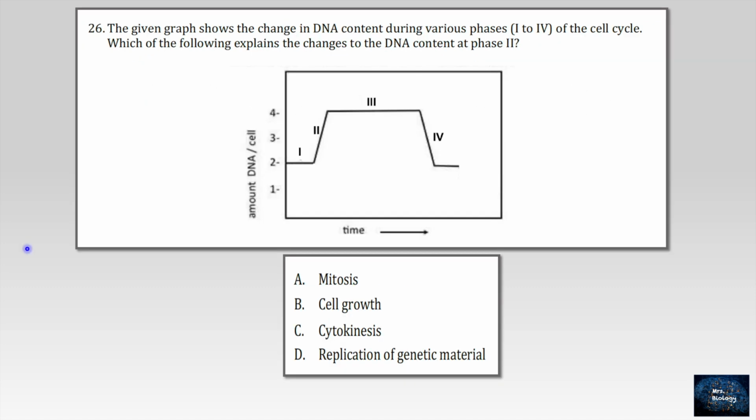This question has a graph. The given graph shows the change in DNA content during various phases from 1 till 4 of the cell cycle. Which of the following explains the changes to the DNA content at phase 2? So we are looking for this phase. Let's explain it using this figure.